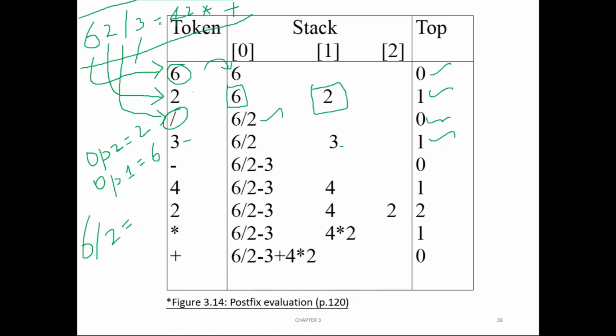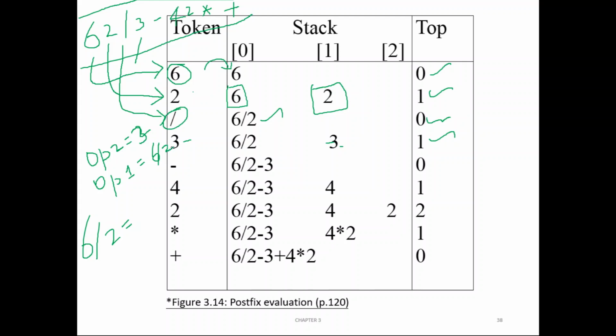Next, take the next token. What's the next token? Minus. Is it an operator or operand? It is an operator. If it is an operator, pop 2 times. Whatever you pop for the first time, keep it in operand 2. That is nothing but 3, so this is moved out of the stack. Whatever you pop for the second time, keep it in operand 1. That is the result of 6 by 2.